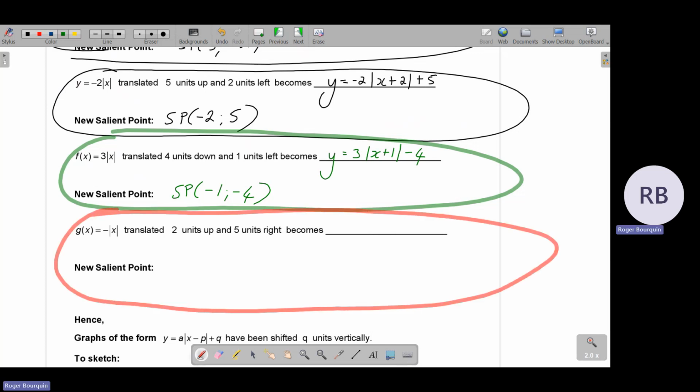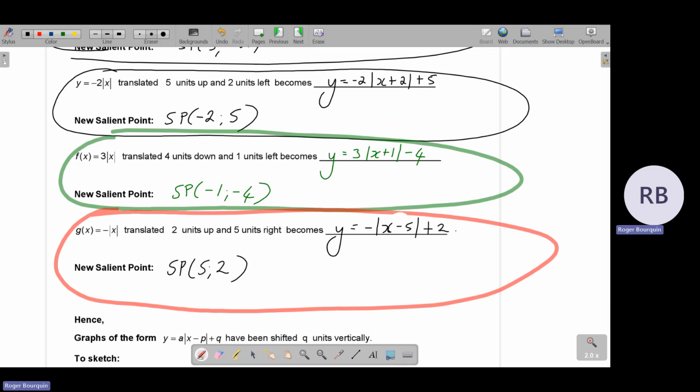Right, and Funny boy, tell me please. Okay, what's it going to become? Careful. Yes, you're absolutely right. You don't have to be careful. I have to be careful. x minus 5, well done. Okay, and what will that salient point be, coming at it? 5, minus 2.